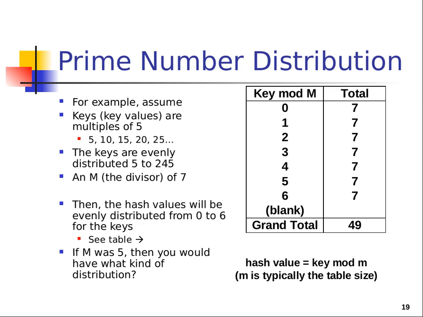But if m was 5, what kind of distribution would we have? Everything in one place. Which means when you went to do a search, what are you actually searching? O of n, because you're searching a linked list. Yes.